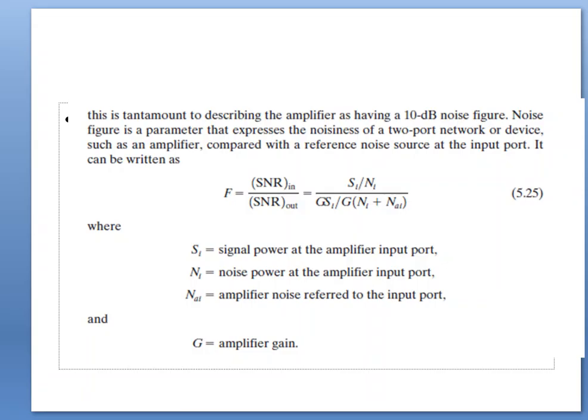It can be written as: noise figure F is equal to SNR of input divided by SNR of output. That is equal to Si by Ni, the signal to noise ratio of the input, divided by G times Si by G times (Ni plus NAI). In the above equation, Si is the signal power at the amplifier input port, Ni is the noise power at the amplifier input port, NAI indicates amplifier noise referred to the input port, and G indicates the gain.